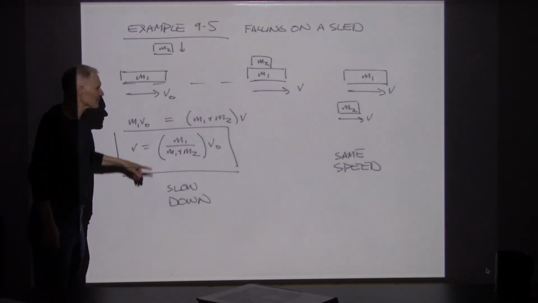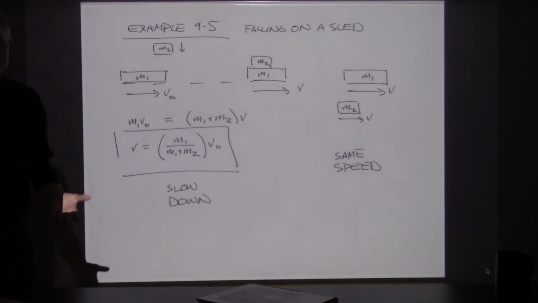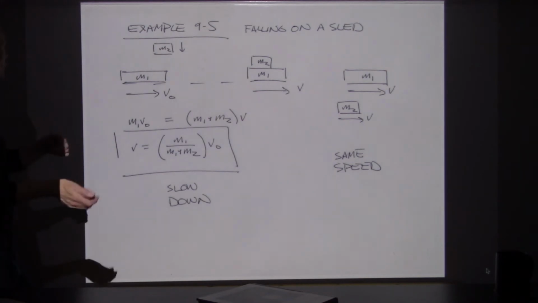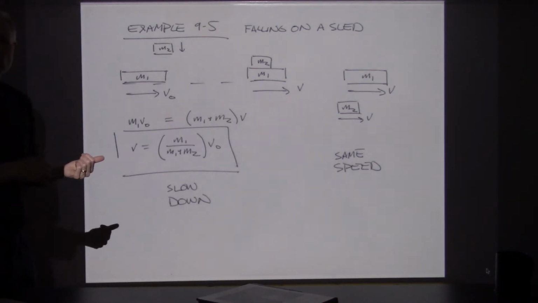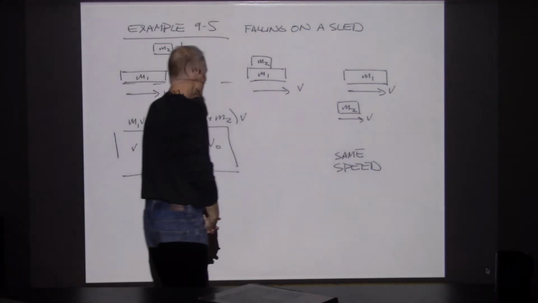That's how fast the sled will be moving. Sled's going to slow down, depending on how the masses compare. If M2 is much bigger, it'll slow down a lot. If M2 is much smaller than M1, it won't be as big of an effect. So that's how it's going to work.